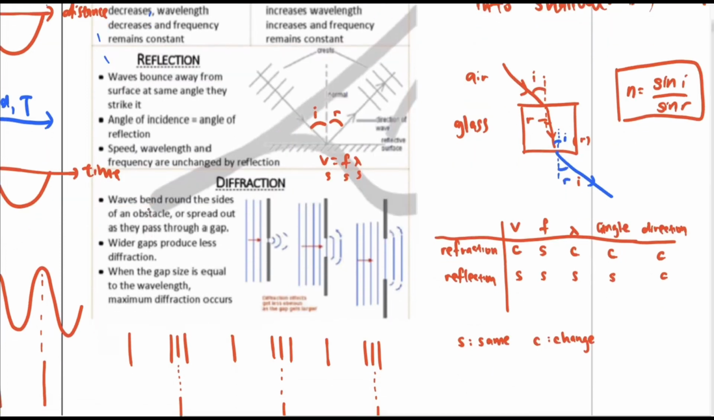Diffraction is where the wave bends from a straight wavefront to a curved wavefront. So it becomes curved. Okay, so in what situation does the wave bend in this way? When it passes through a gap, or when it passes through an obstacle. Obstacle means something to block the wave. So if you have something to block the wave, then diffraction will happen.